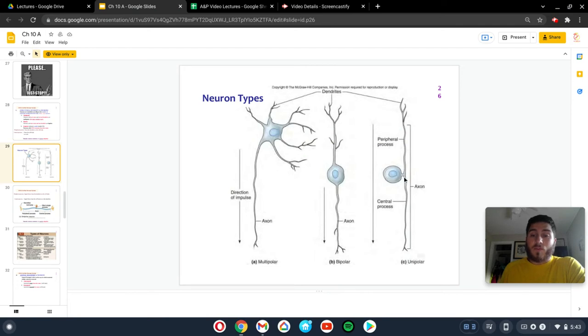Over here we have unipolar, and in this case we are going to have this one extension. If you look where my mouse is, it is kind of small, but this is one extension coming directly off of the soma. It just so happens this one extension splits off into one axon. We have a central process and the peripheral process. But the moral of the story is there's one extension branching off of the soma. And this is what helps give rise to these names.